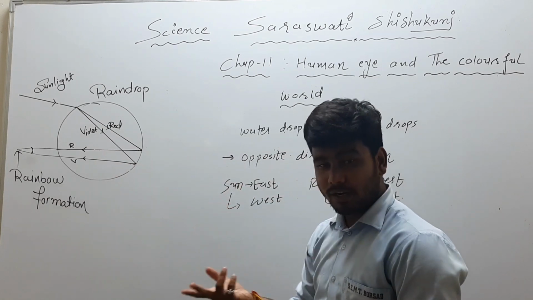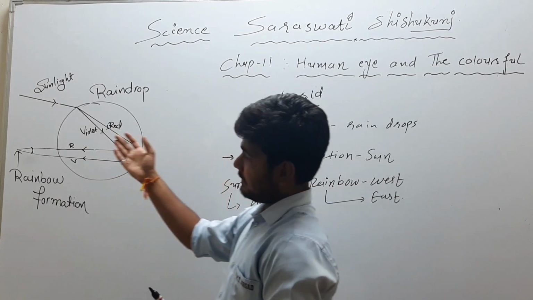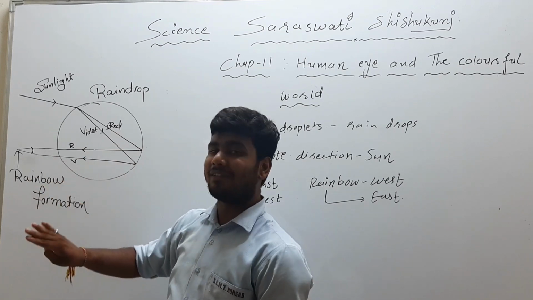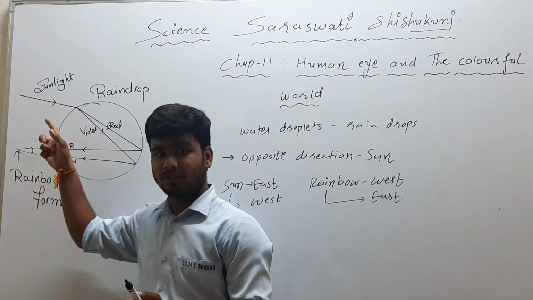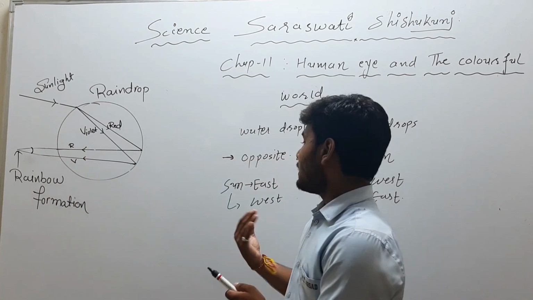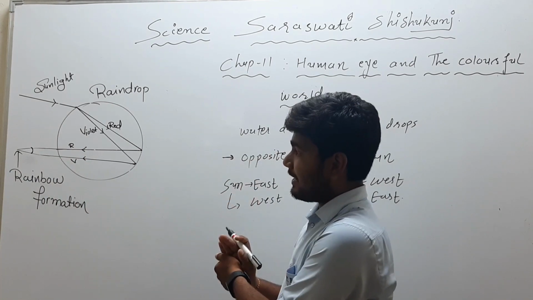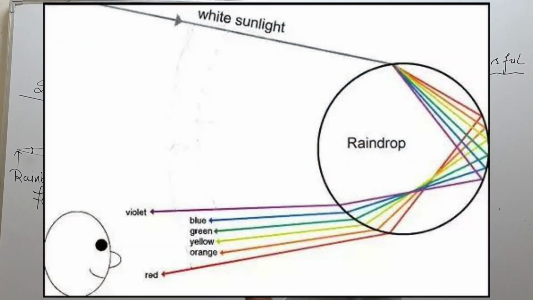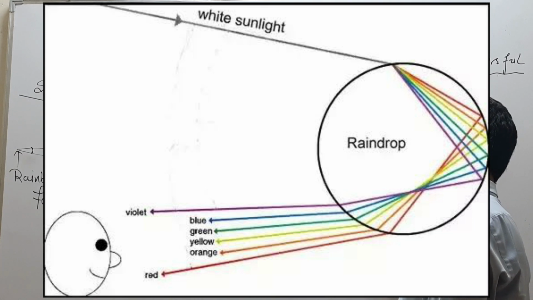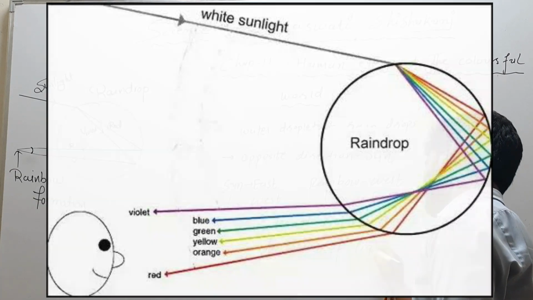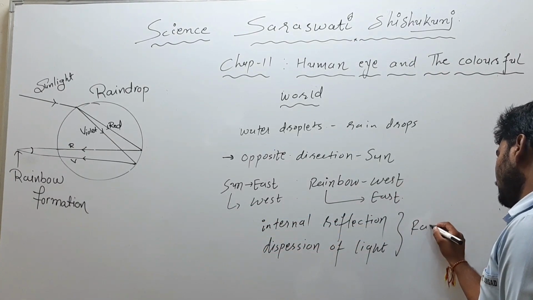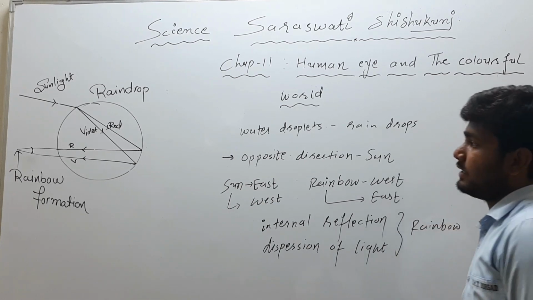Sometimes we are able to see two rainbows. The first rainbow is our primary rainbow, and the other rainbow has the opposite color order from the first rainbow. So that is called the secondary rainbow. Now this water droplet behaves as a prism due to internal reflection and dispersion of light, and it's very necessary to understand that the rainbow is formed this way.